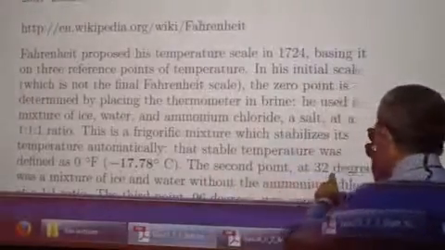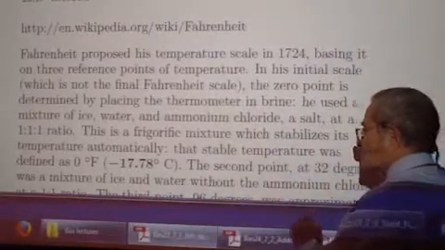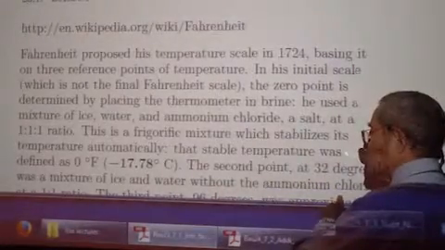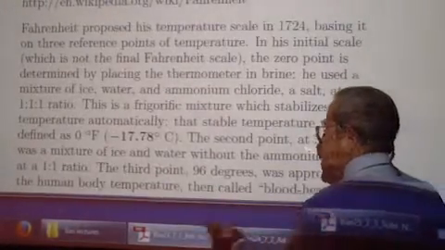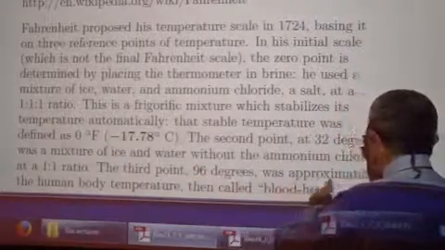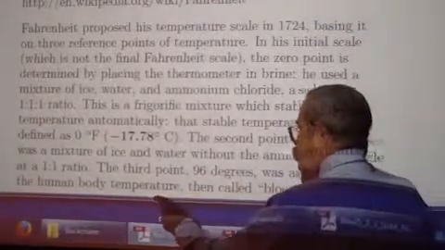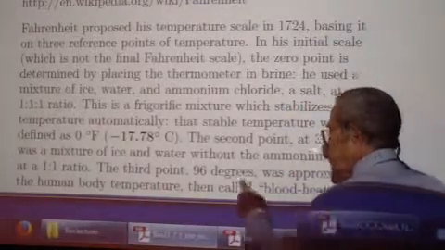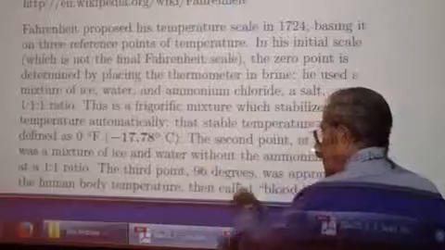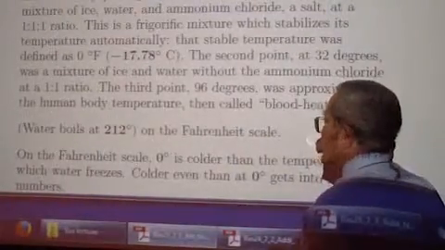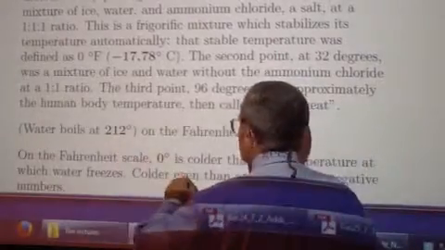The second point is at 32 degrees. That's a mixture of ice and water without the ammonium chloride. That's in a ratio of 1 to 1. And the third point, 96 degrees, was approximately that of the human temperature, which is called blood heat. I think he was trying to shoot for 100 and he missed it a little bit. On the Fahrenheit scale, water boils at 212 degrees.